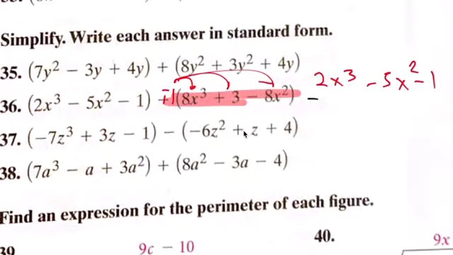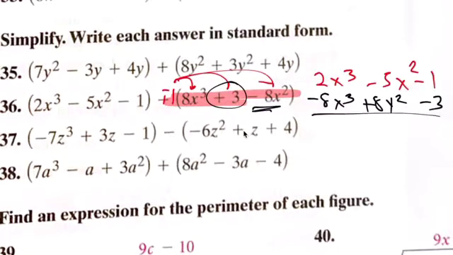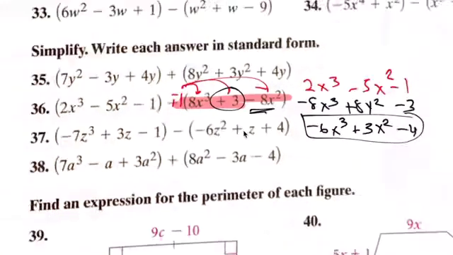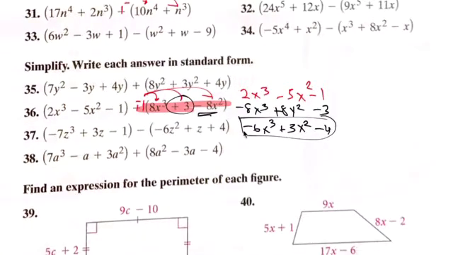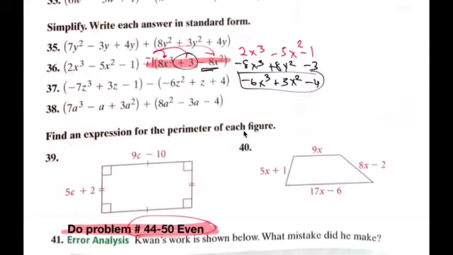I get negative 8x cubed. That's a minus 3. That plus 3 is minus 3. This is a plus 8x squared. Negative 6x cubed plus 3x squared minus 4. That's your answer. That's what I would do on paper. Make sure you do this on a separate sheet of paper. Perimeter, add them all up.